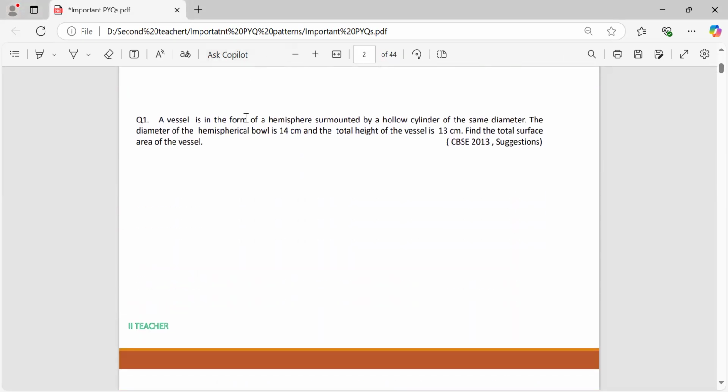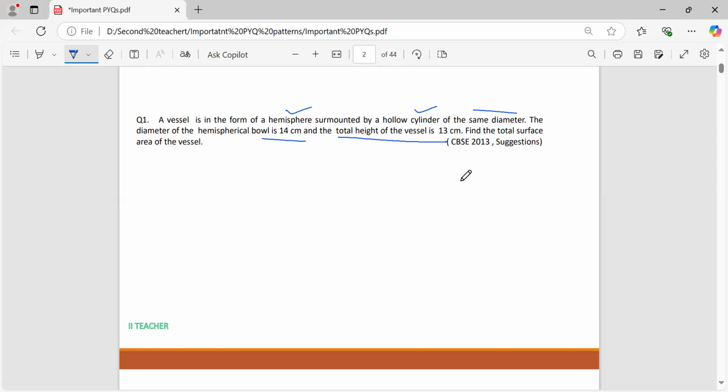A vessel is in the form of a hemisphere surmounted by a hollow cylinder of the same diameter. The diameter of the hemispherical bowl is 14 centimeter and the total height of the vessel is 13 centimeter. Find the total surface area of the vessel. This is also a suggestion for your 2025 board and it was a CBSE 2013 question.